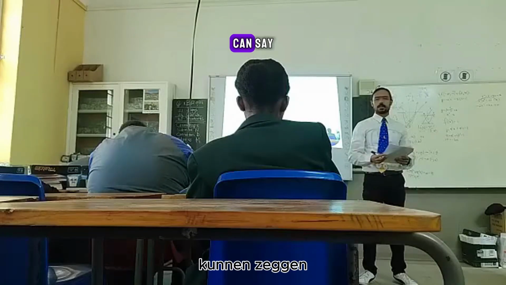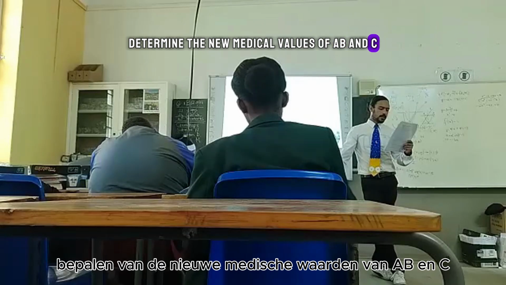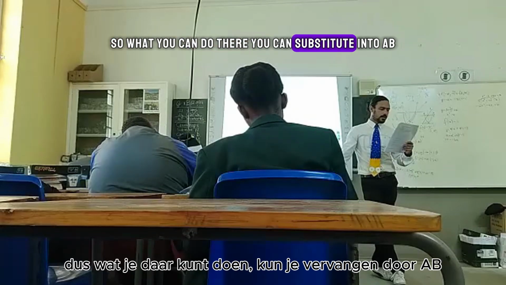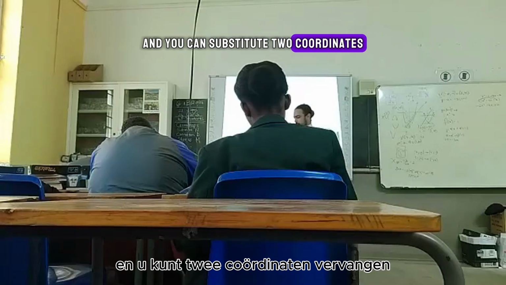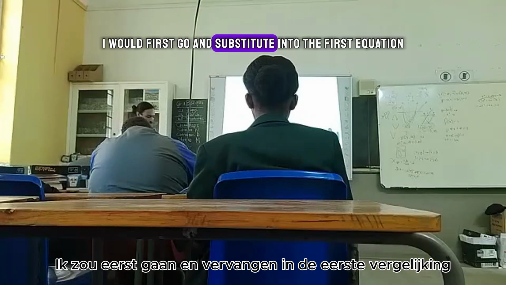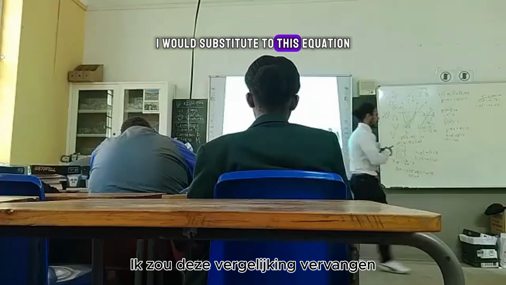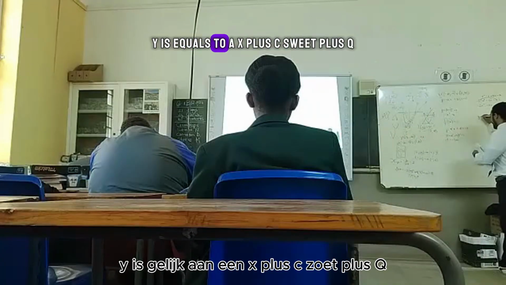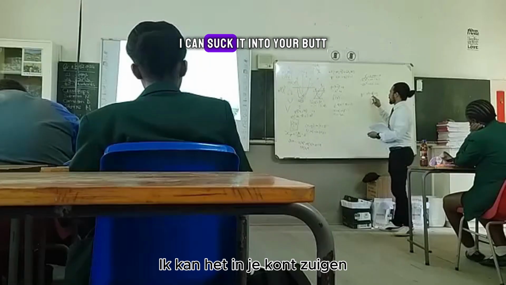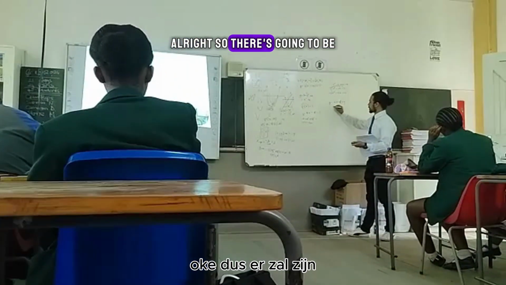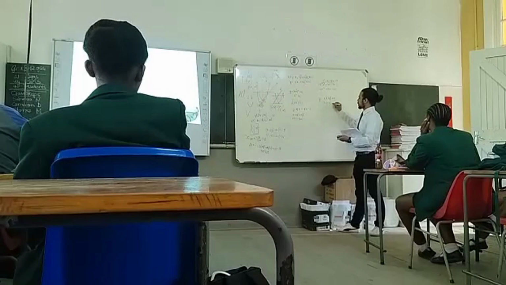So I determine the new numerical values of a, b, and c. So what you can do there, you can substitute into a, b, and you can substitute two coordinates. I would first go and substitute into the first equation there. I would substitute into this equation. y is equal to a times (x plus b) squared plus q. I can substitute into here what? Alright, so there's going to be negative x, that remains a, minus 1 squared minus 8.